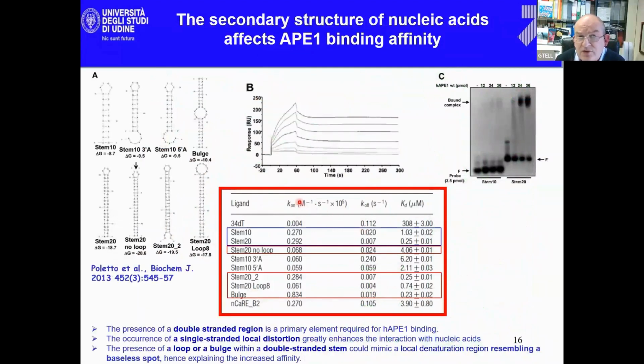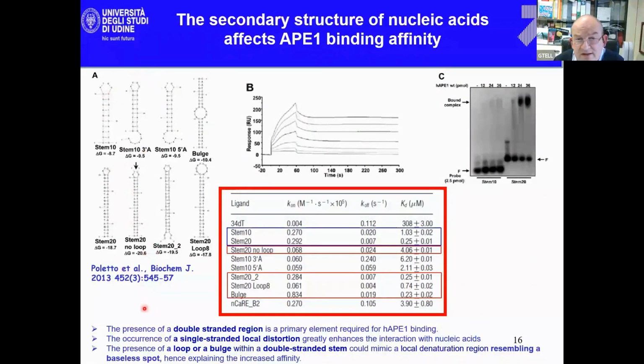What we found also is that the ability of the protein to recognize nucleic acids depends not only on the presence of the abasic site, but also on the presence of secondary structure. This is important for what I will tell you later.